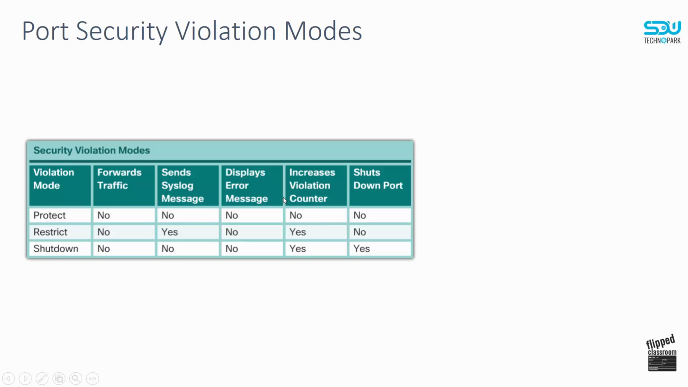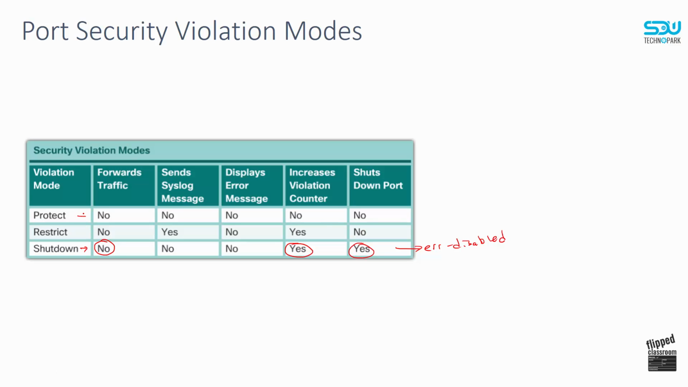This is the last slide which I wanted to show you, the port security violation modes. Let's start from shutdown. When you have the shutdown violation mode and a violation happens, there is no forwarding of traffic. Does it send syslog messages? Yes, and it displays the error message. Does it increase the violation counter? Yes, and it shuts down the port, placing it into the error-disabled mode.